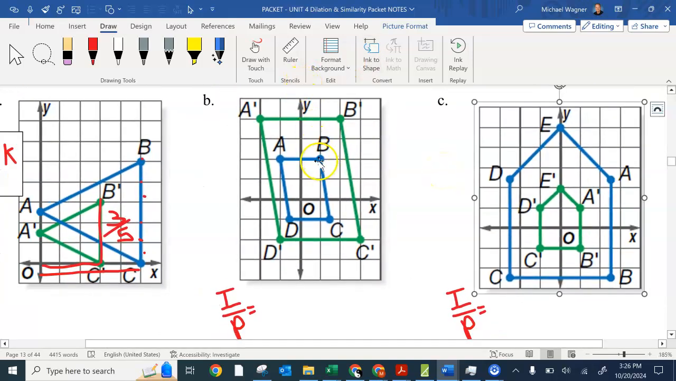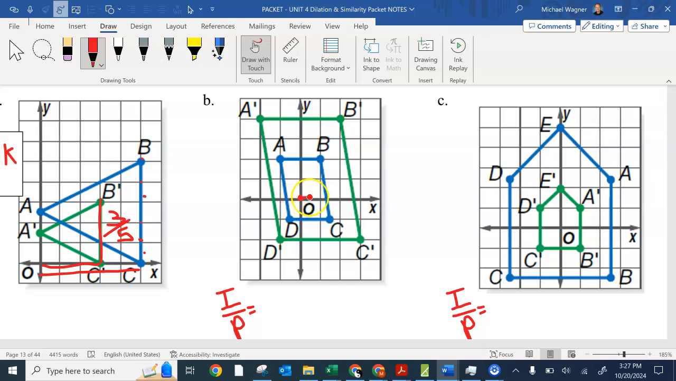Okay, so we start with the pre-image, and you can pick any point. I like to pick points that are right on the intersection of two specific things. Like, for example, C's in between these two X values, whereas B is a definite Y value or a definite X value. So let's just pick B. We could pick A too, but I like B.